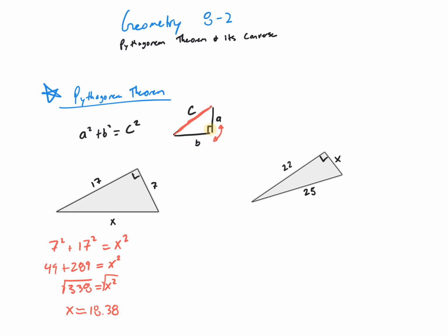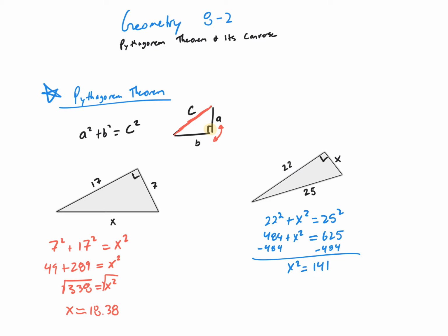Now this one over here is a little bit different because notice we have a hypotenuse and one of the legs, but we're missing the other leg. So what we'll do for this one is I'm going to say 22 squared plus x squared is equal to 25 squared. So it'll be 484 plus x squared equals 625. So I'm going to go ahead and subtract the 484. Then I end up with x squared is equal to 141.